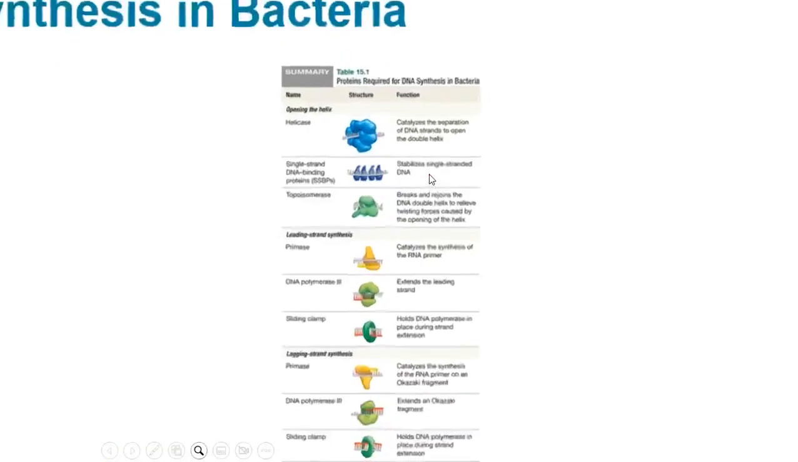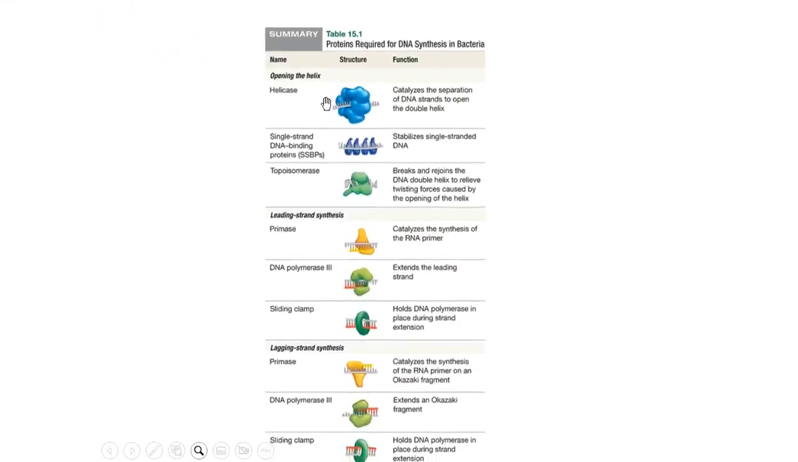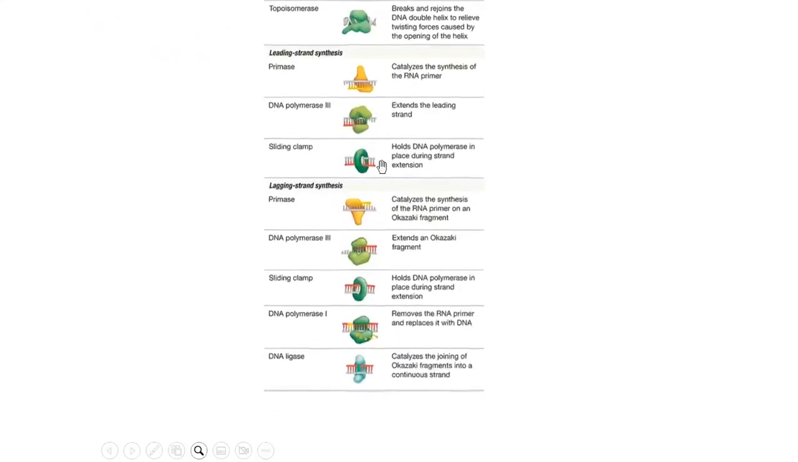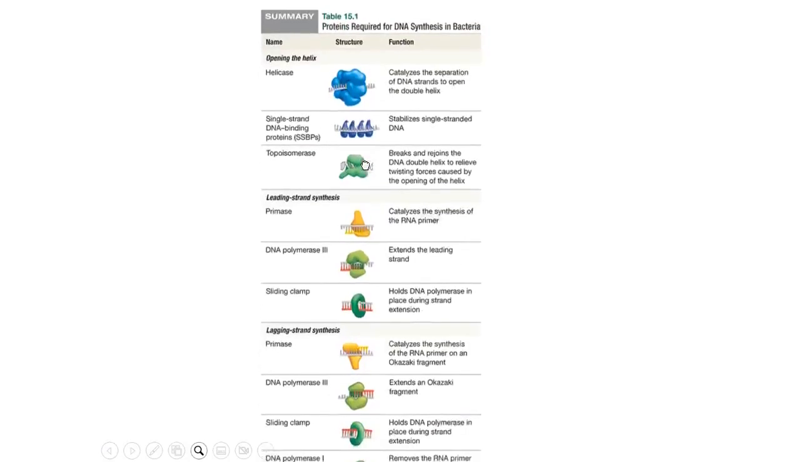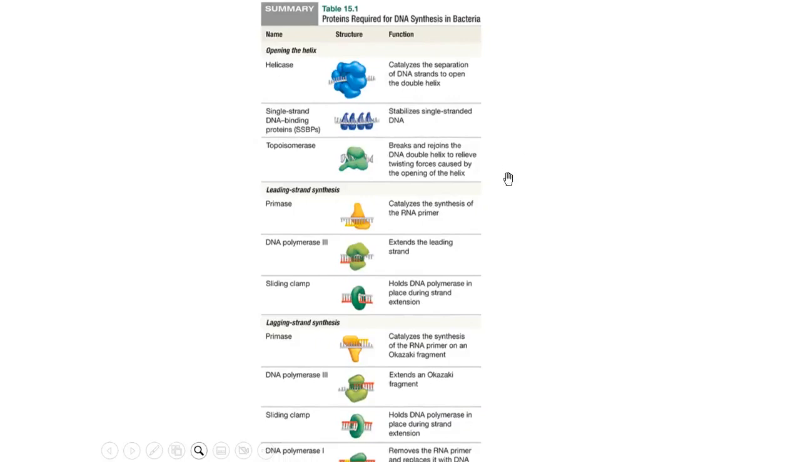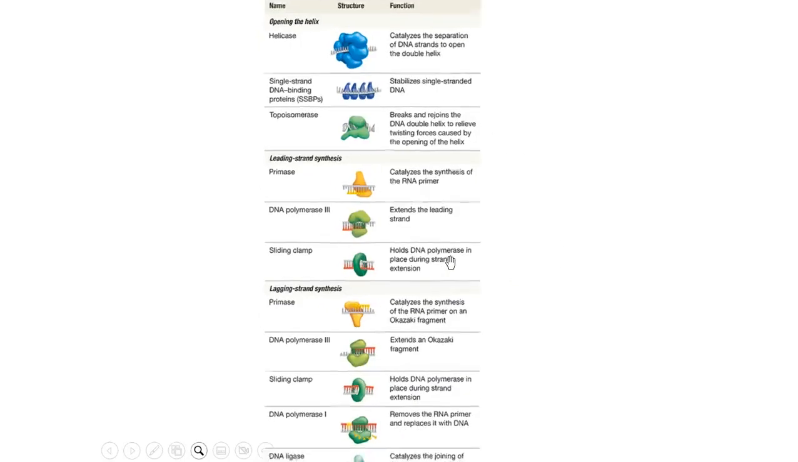So here is a great little summary table of all of the different players in our protein synthesis game and what they do. So make sure you're able to identify them not only visually, but based on kind of their description. Okay, what do they do?